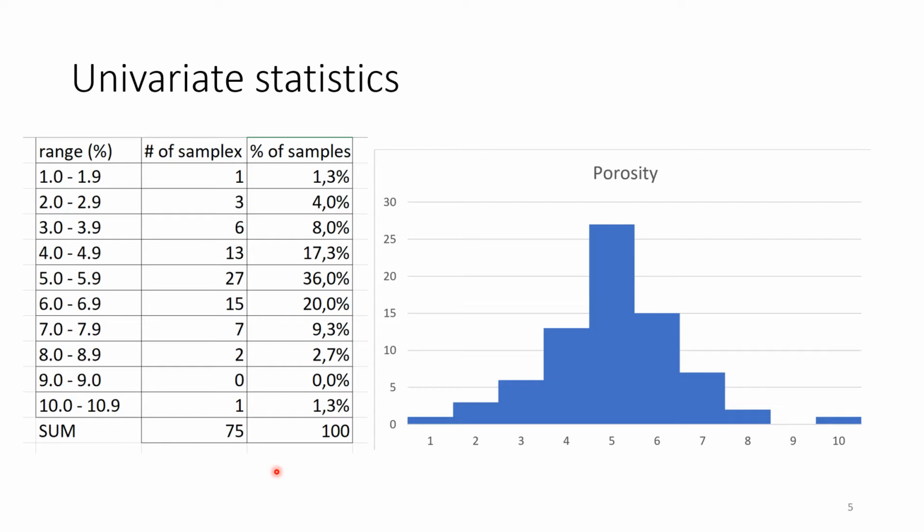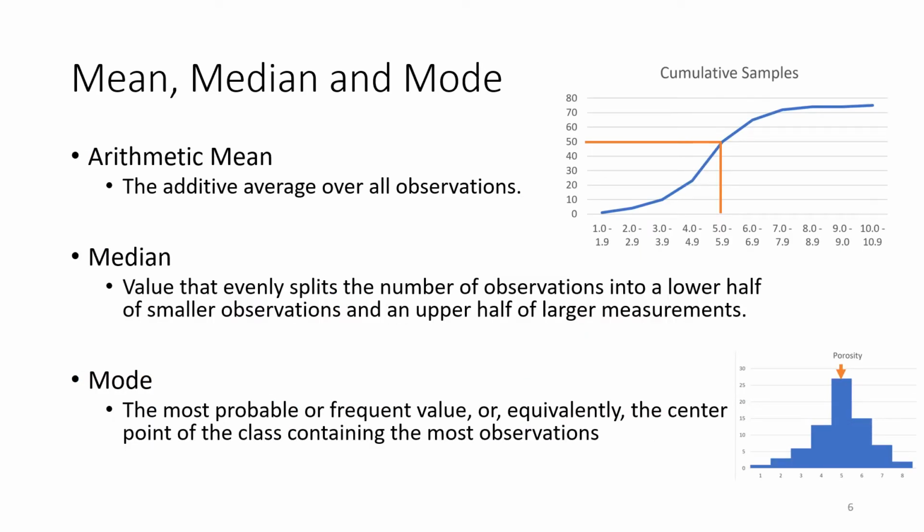But this is just simple statistics. You have just one variable, you do your statistics. And there are a couple of vocabularies, terms you should know. Well, you all probably know the arithmetic mean. That is just, well, summing up, making the average, dividing by the number of samples.